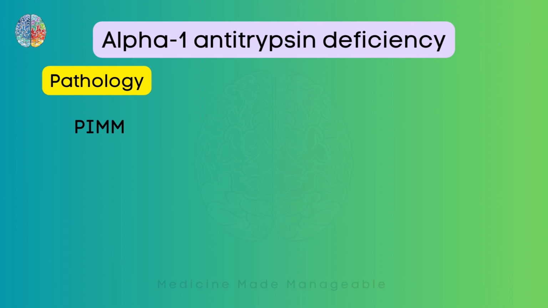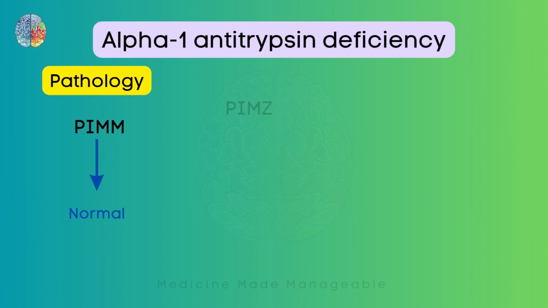Now the gene for this protein, as we saw in the start, is located on chromosome number 14. So the gene which encodes for a normal protein is called the PiMM. Now there are different isoforms that a person can get. So let's see what will happen if the person gets these isoforms. So people who have the PiMM type are normal.